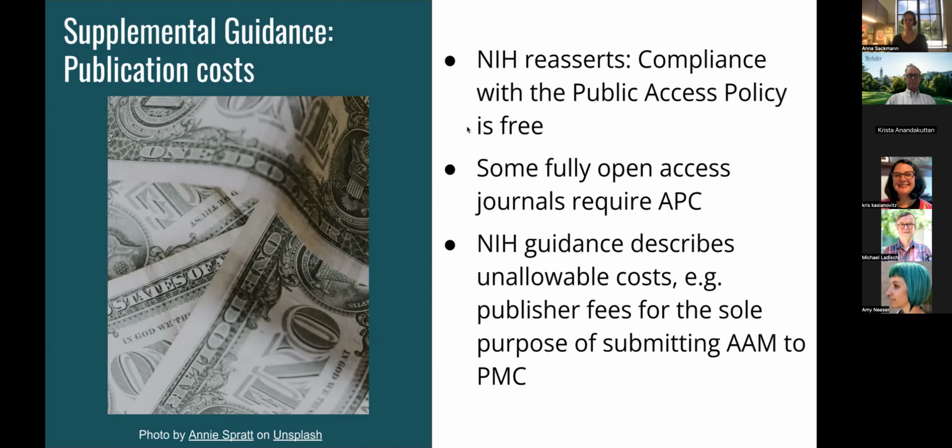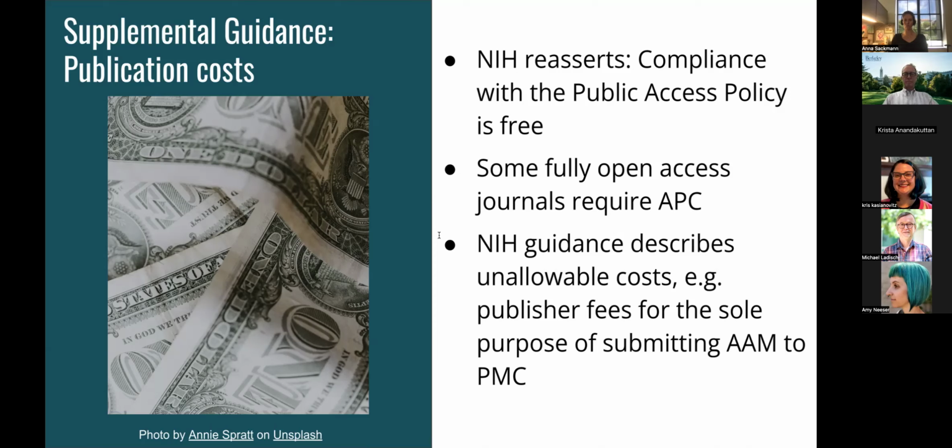But as you may know, some peer-reviewed publishing routes can result in publication costs for article authors, particularly for fully open access journals. And some of these journals require the payment of an article processing charge, or APC. Publication costs such as APCs are allowable in grant applications when they align with the NIH cost principles. And again, we'll provide a link to this guidance in the handout that we'll share at the end.